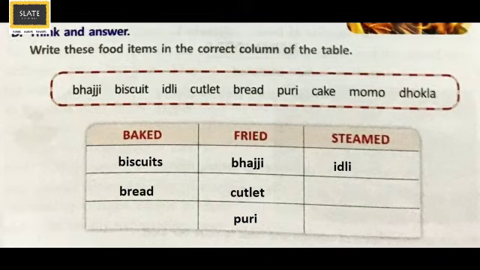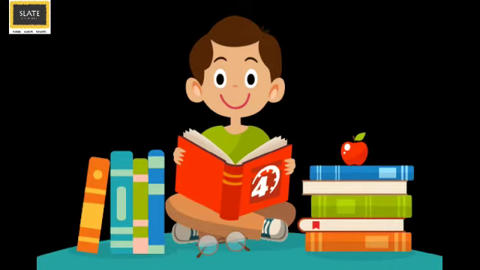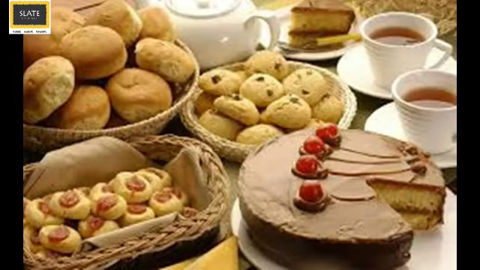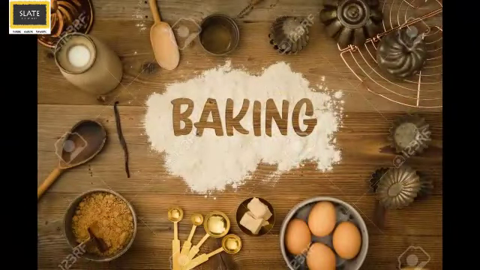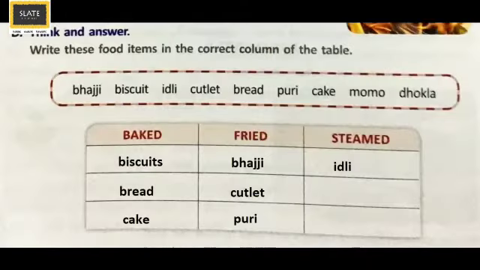The next food item is cake. Wow! Slaters, we learned from the lesson that cake, bread, biscuits are all made by dry heat. They are cooked by dry heat. Method used is baking. So write it in the first column.